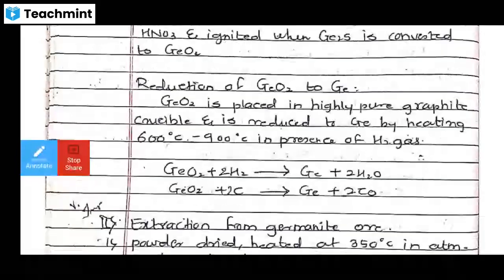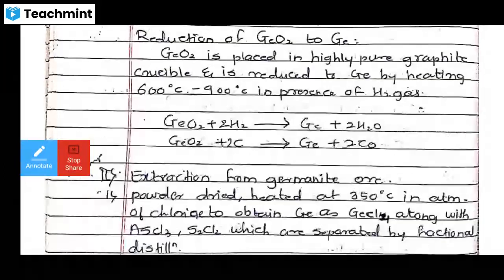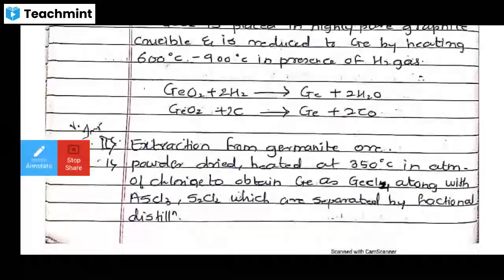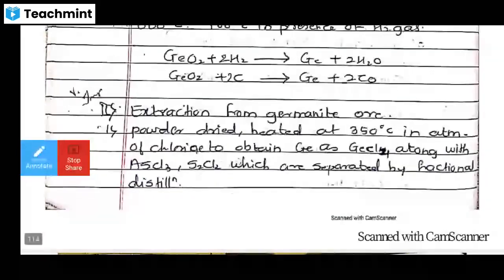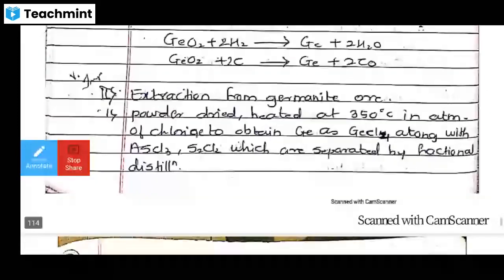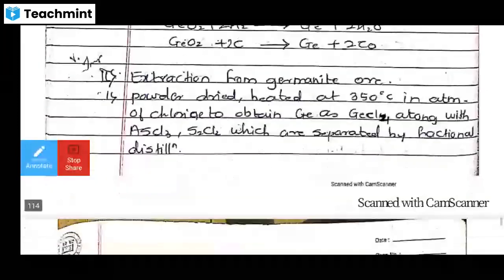The sulfur is replaced by oxygen, followed by reduction of the GeO2 to germanium. This GeO2 is placed in highly pure graphite crucibles and is reduced to germanium by heating at 600 to 900 degrees centigrade in the presence of hydrogen gas. So, in this procedure, GeO2 reacts with hydrogen gas and we get germanium, and GeO2 reacts with carbon and we get germanium as the final product.